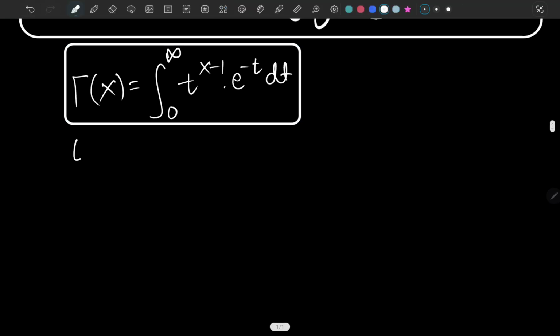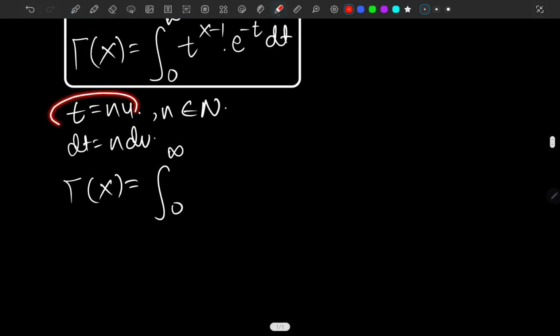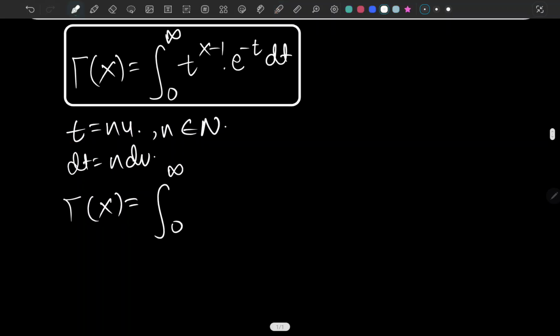Now we are considering t equals n u. Let's talk about u substitution here, where n belongs to the natural numbers. So dt is going to be n times du. So our gamma of x is going to be the integral from 0 to infinity. The limits aren't going to change here, so be careful about that. And it's n times u to the x minus 1 and e to the negative n u du.